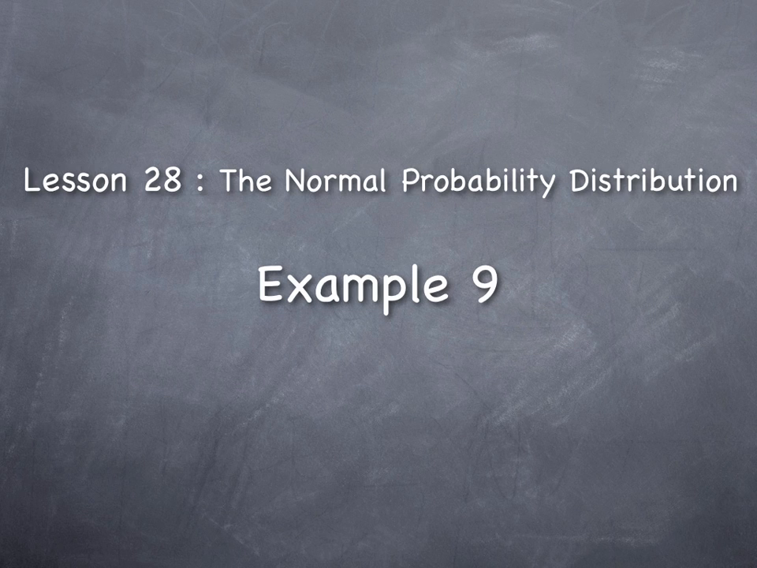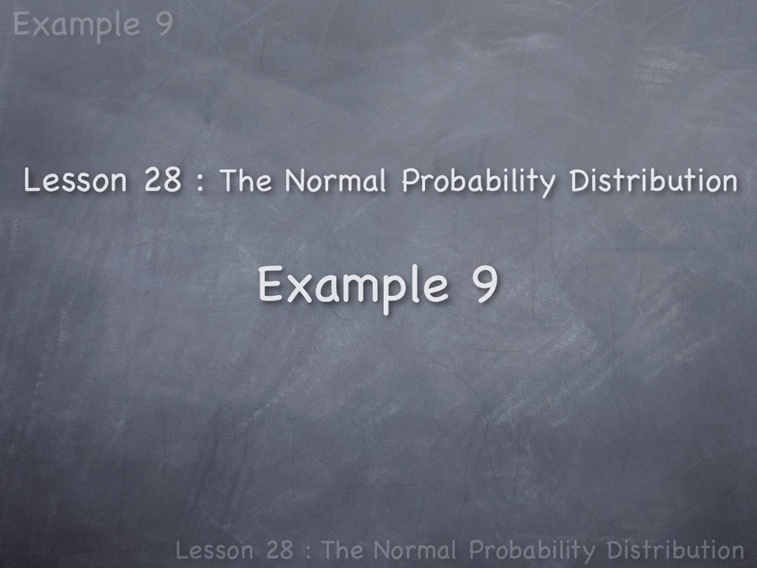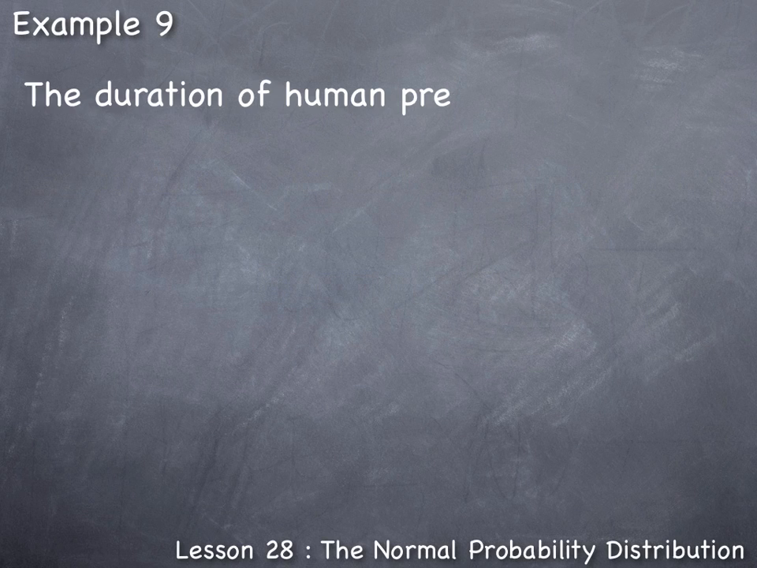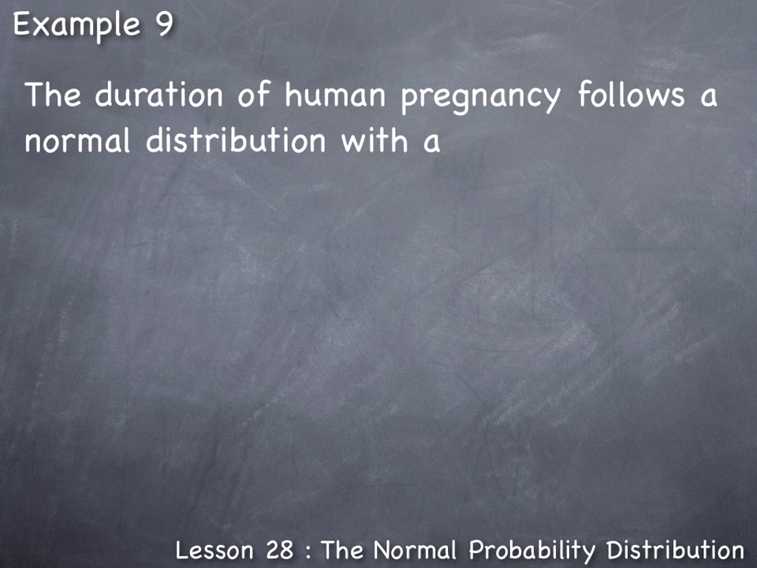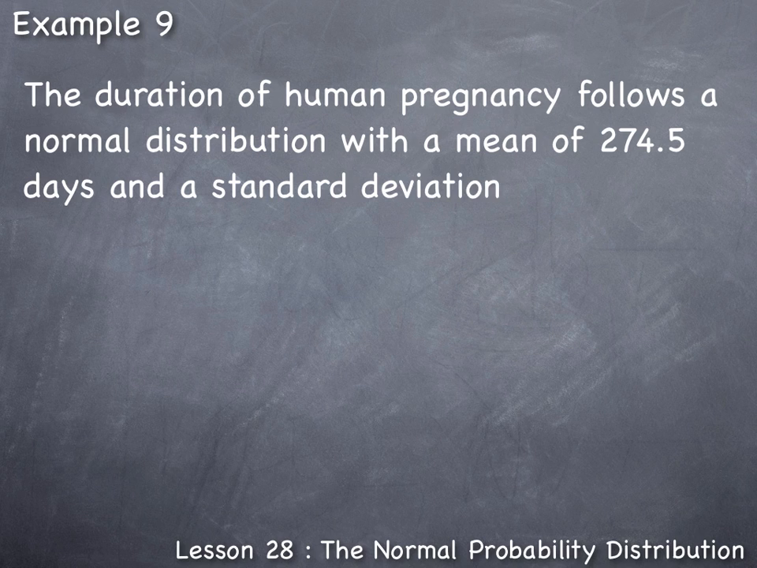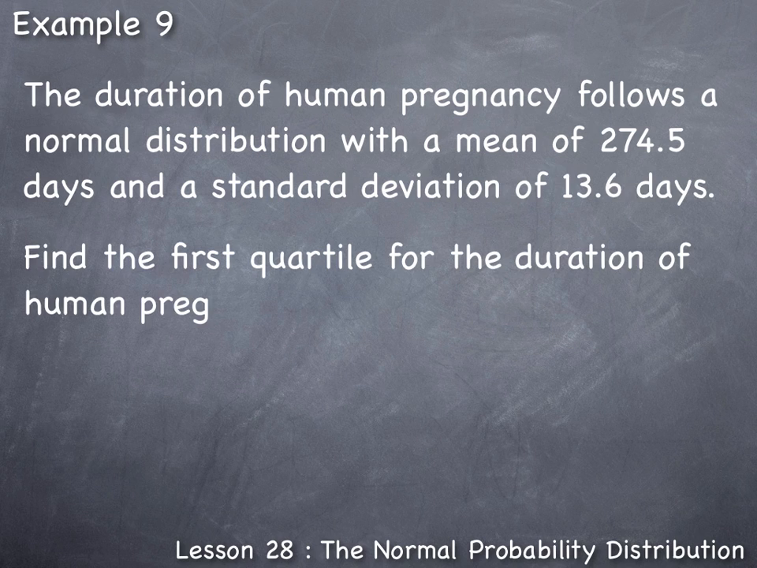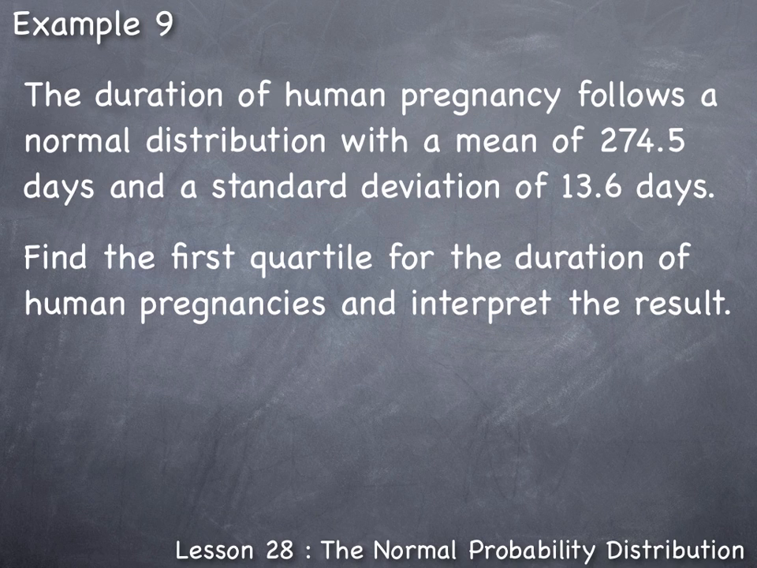Lesson 28, the normal probability distribution. Example 9. The duration of human pregnancy follows a normal distribution with a mean of 274.5 days and a standard deviation of 13.6 days. Find the first quartile for the duration of human pregnancies and interpret the result.